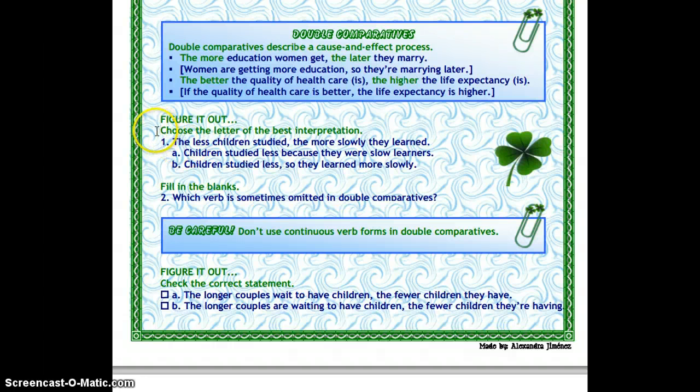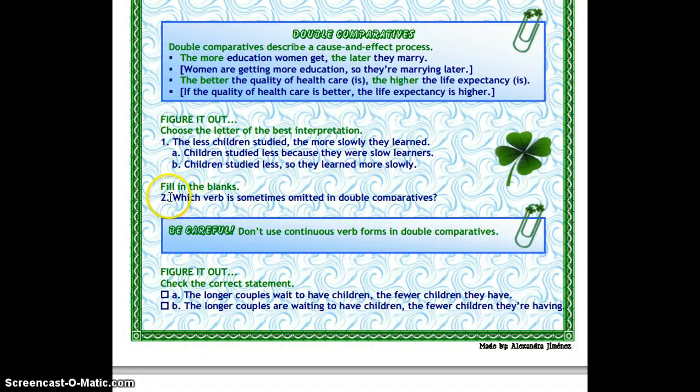Now, try to do this example with me. Choose the letter of the best interpretation. Number 1. The less children studied, cause, the more slowly they learned, consequence. You have A and B. A: children studied less because they were slow learners, or B: children studied less so they learned more slowly. What do you think the answer is, A or B? Okay, the answer for number 1 is letter B, because children studied less, the consequence is that they learned more slowly.